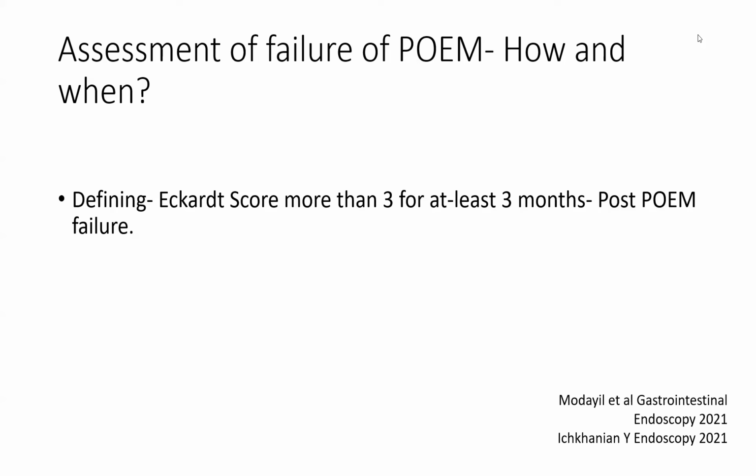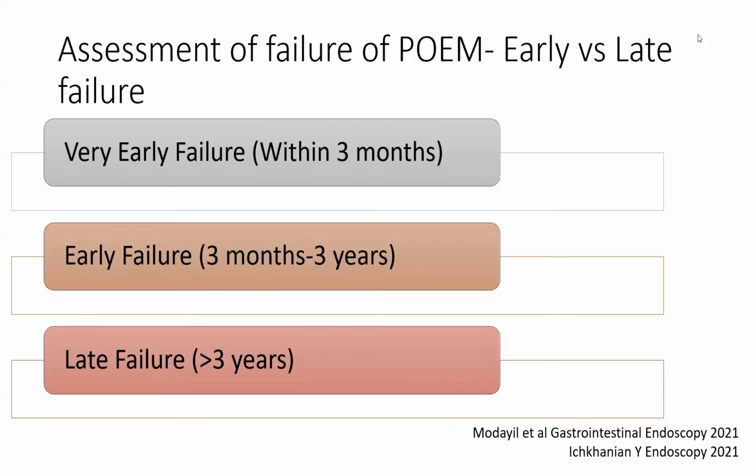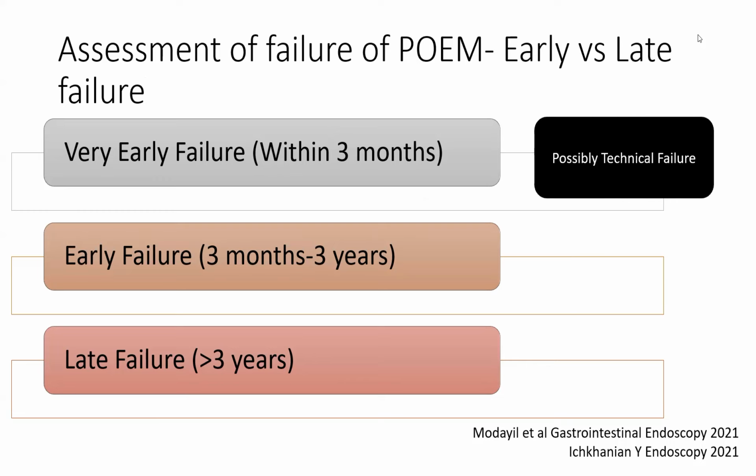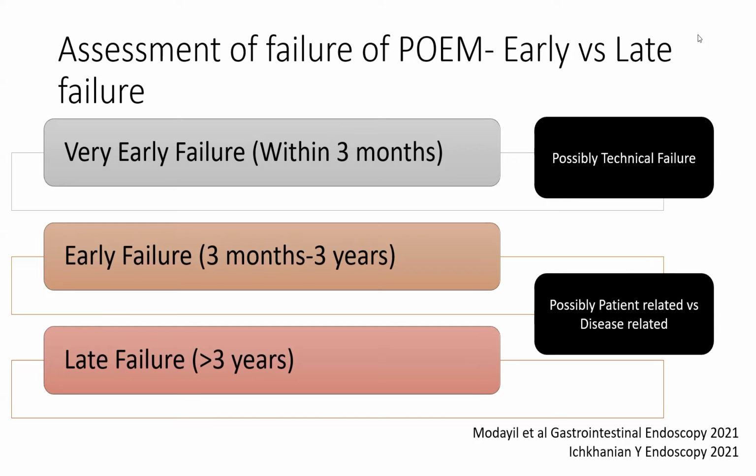Now, the time periods can be different. You can have a very early failure, that is within 3 months of the intervention. You can have early failure between 3 months and 3 years, or you can have very late failures, more than 3 years. Why we need to divide them is because usually there are different reasons for POEM or LHM to be failing within these time frames. In a very early failure, there's possibly a technical issue, some myotomy left behind, something to do with the procedure itself. Late failures are possibly disease related.